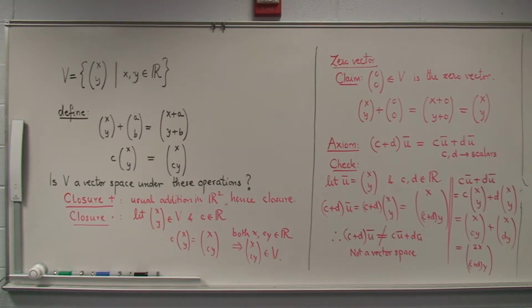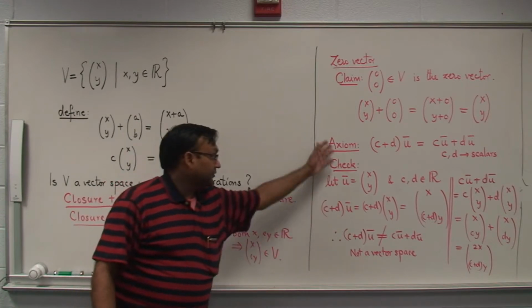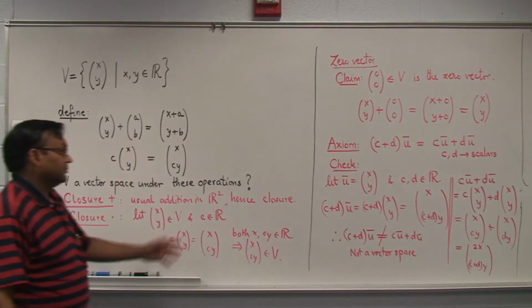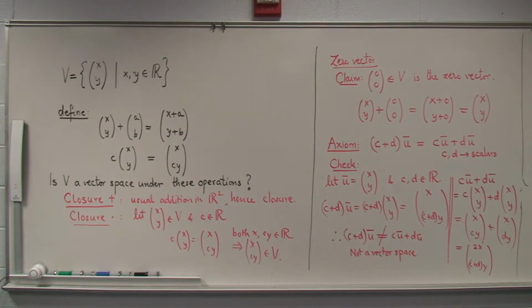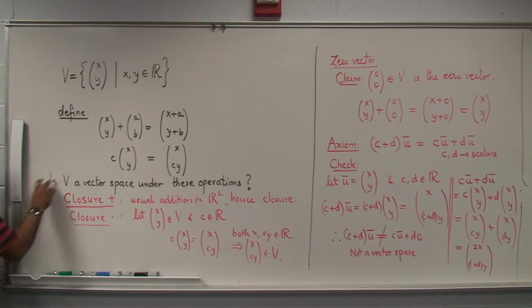But the main emphasis of this problem was to show you that you have to go through all the axioms. I was lucky enough to hit in the first time which axiom is going wrong. Partly based on experience, partly luck. But in a sense, you can go through all the 10 axioms, and if even one of them fails, then you are guaranteed it's not a vector space.